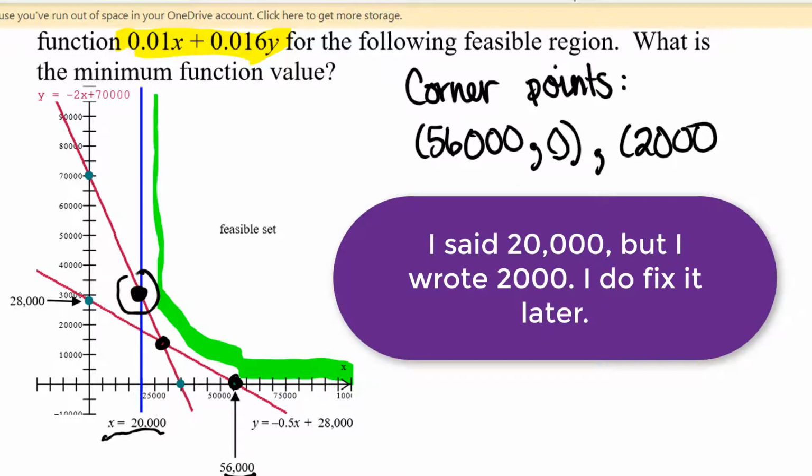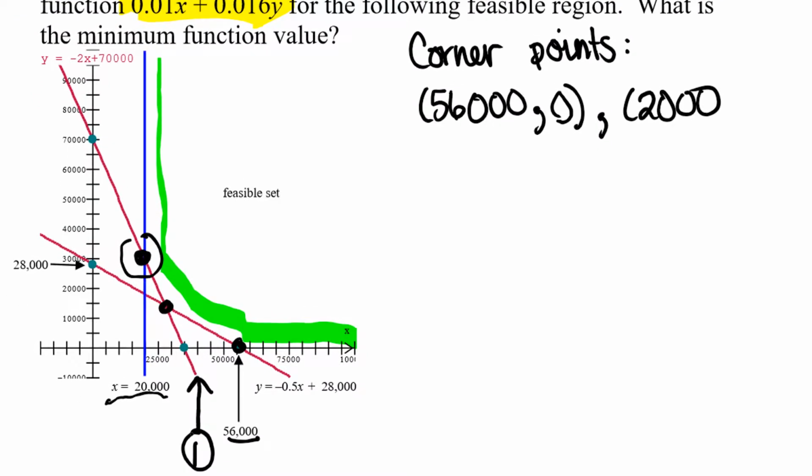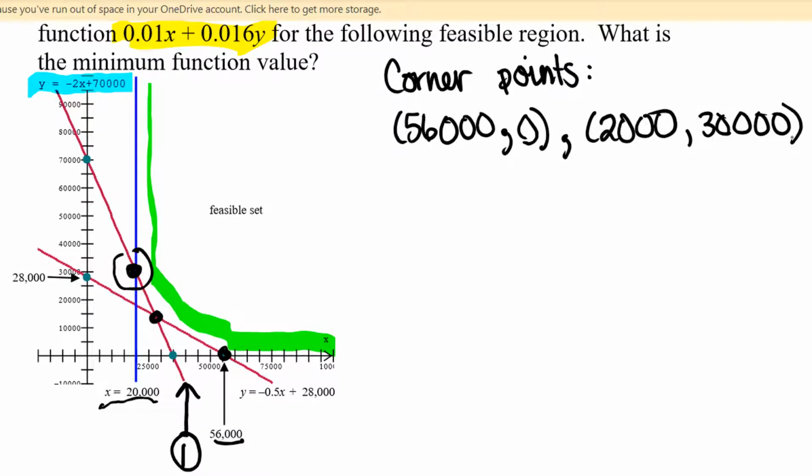But what's the y? It looks like it might be 30,000, but I'm not totally sure. The one thing I know is it's on this line right here. I'm just going to call that line 1 for now. And way up here, they give us the equation of that line. So I'm just going to plug 20,000 in for x in that equation, and that will give us the y. And so negative 2 times 20,000 would be negative 40,000 plus 70,000. Yep, that's 30,000.